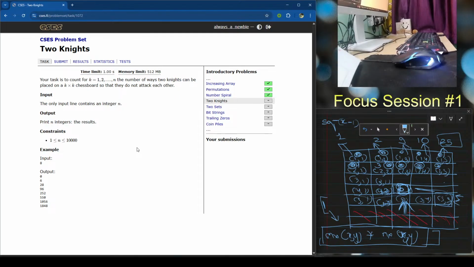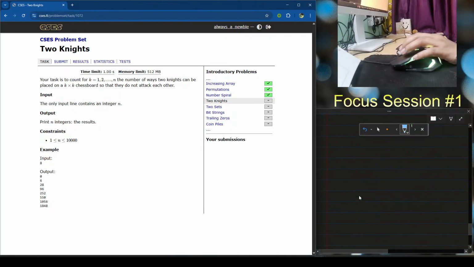Okay, so I have a task to count, for k equal to 1 to n, the number of ways two lines can be placed on a k cross k chessboard such that they do not attack each other. n lies between 1 to 10,000, and I have to find the number of ways two lines can be placed on a k cross k chessboard. Hmm. Is there any kind of math involved in here?